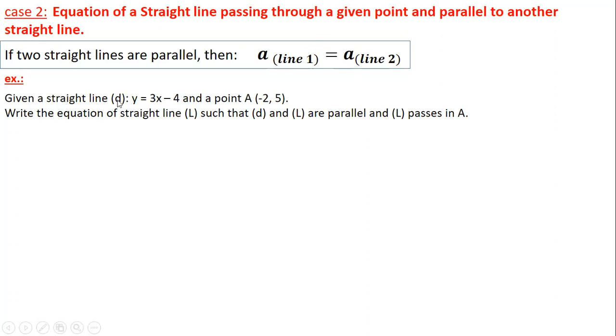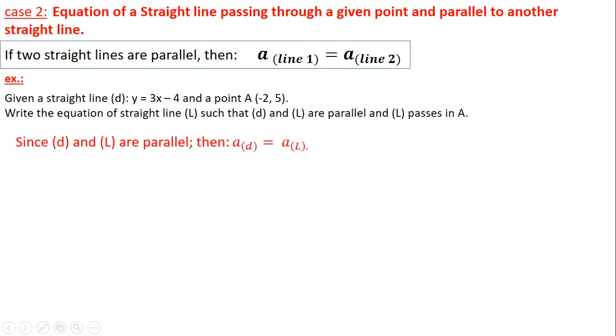Given a straight line D, which is y equal 3x minus 4, and we have a point A, which is minus 2, 5. We should write the equation of a straight line L. What's L? Such that straight lines D and L, which I should find, will be parallel and L passes through A. Let us start with L and D are parallel. What does it mean that D and L are parallel? They have the same slope. So what should we write?